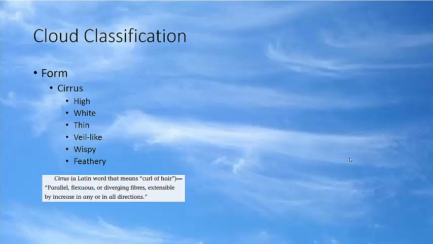So form, the first one, cirrus. Okay, why cirrus? Cirrus is a Latin word that means curl of hair. So you can kind of see it, wispy, light, maybe a little bit of a curl at the end. Right, feathery, thin, white. These are all going to be high clouds. Okay, so those are cirrus clouds.